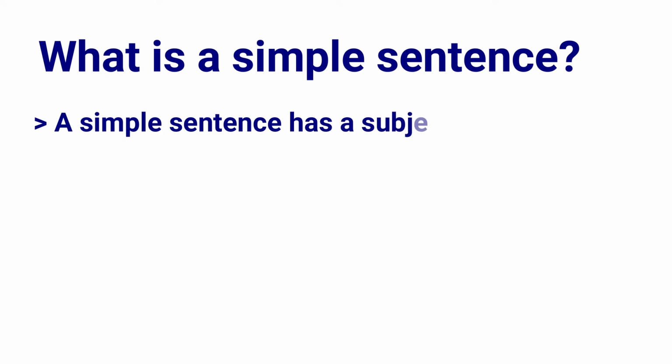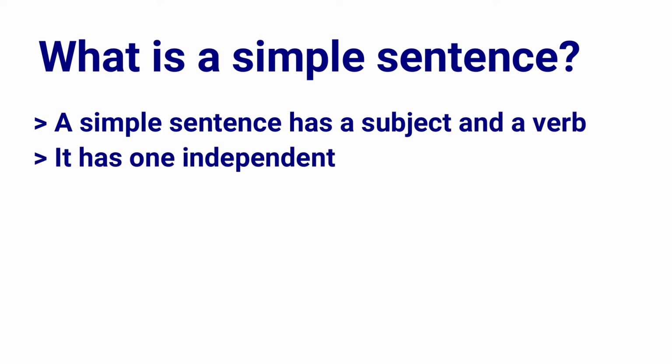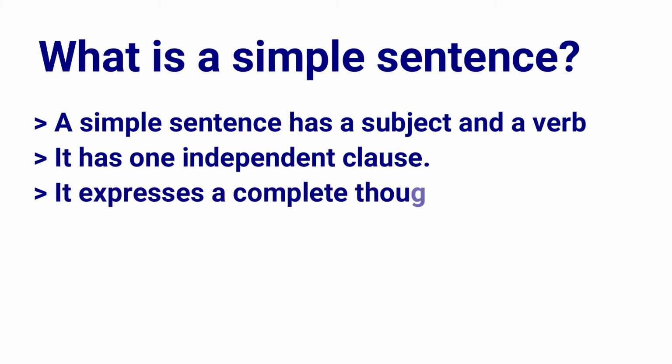Thanks. The first type of sentences by structure is a simple sentence. What is a simple sentence? A simple sentence has a subject and a verb. It consists of one independent clause. It doesn't have a dependent clause. There is no dependent clause. Most importantly, it expresses a complete thought or idea.